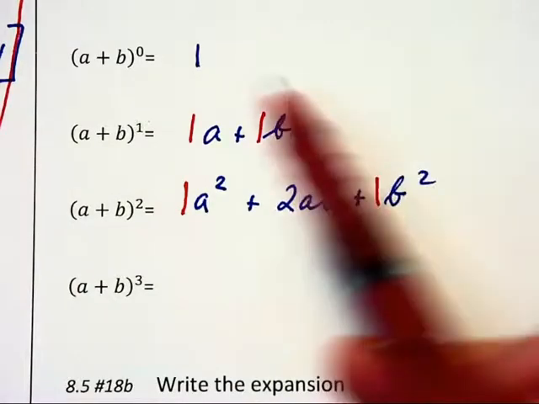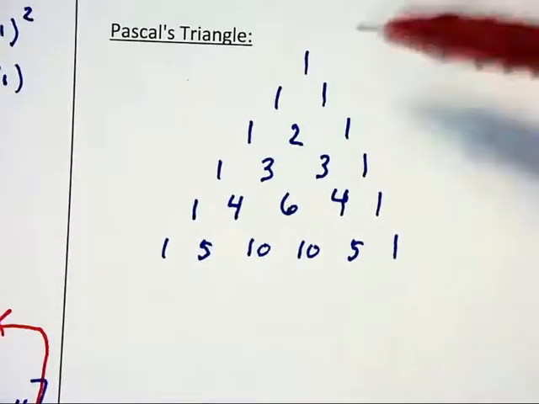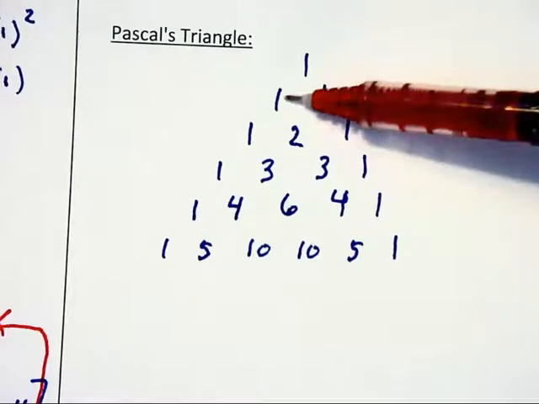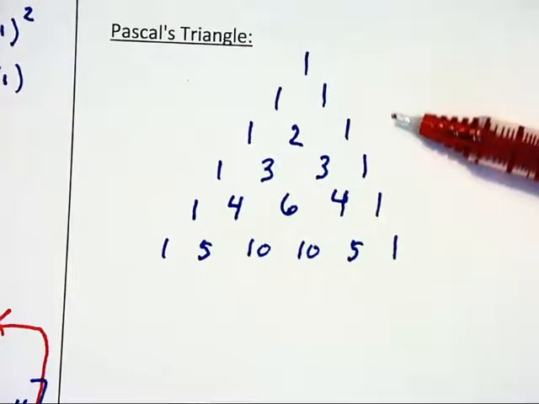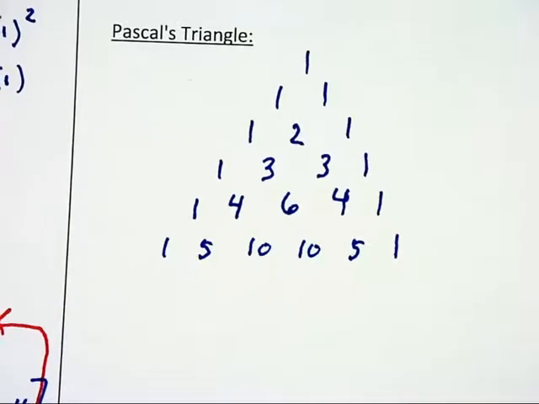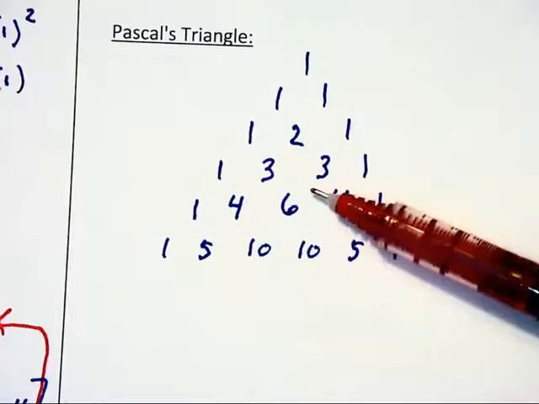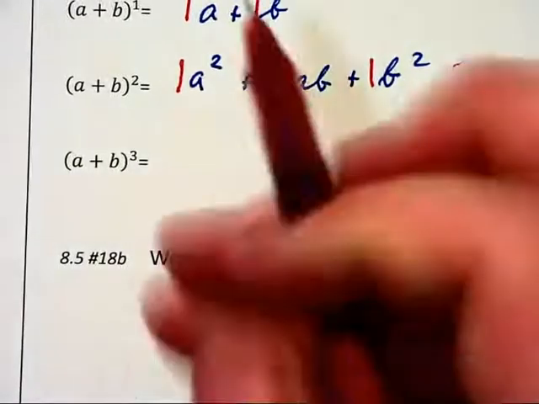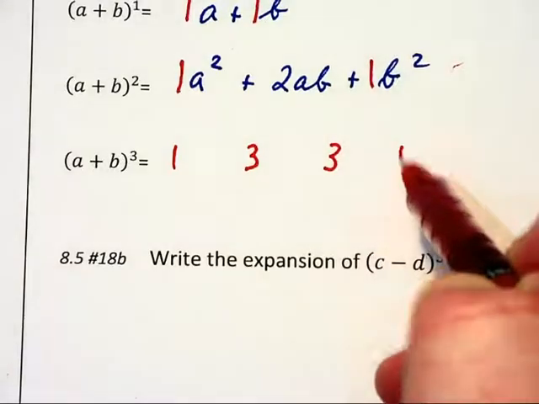Now let's look at what we got here. 1, 1, 1, 1, 2, 1. And if you go up above to Pascal's triangle, isn't that the same? 1, 1, 1, 1, 2, 1. So these numbers in Pascal's triangle are binomial coefficients. The next row of Pascal's triangle begins with 1, 3, 3, 1. So let's take this down below here and write out 1, 3, 3, 1.